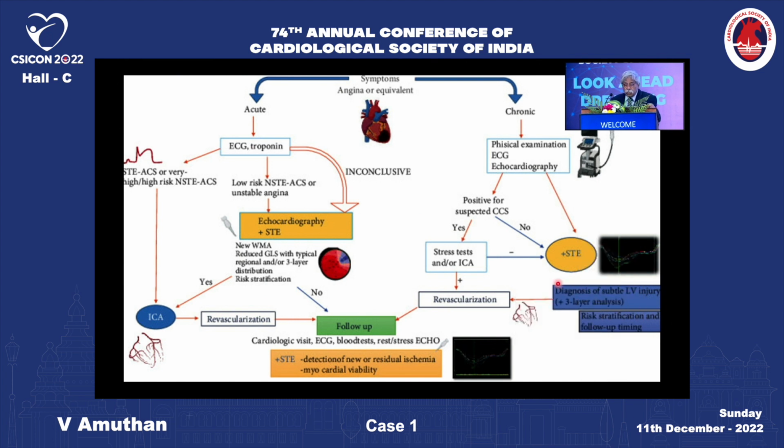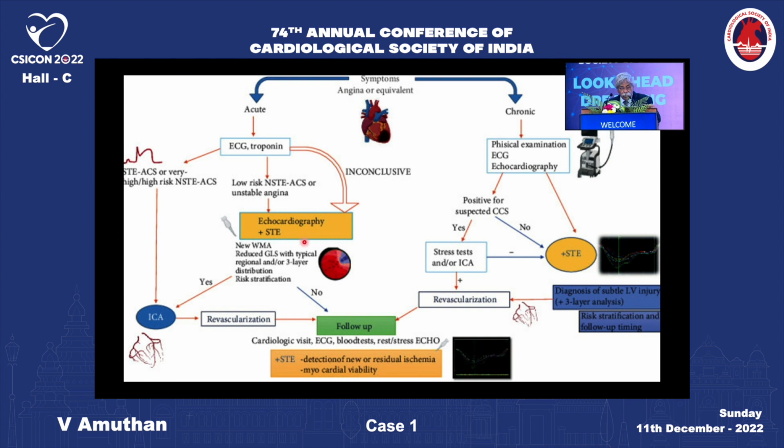In coronary artery disease, you can have both acute as well as chronic coronary syndromes. In acute coronary syndromes, if it is STEMI, they are taken straight away for coronary angiography, intervention and revascularization. But when there is a low-risk non-STEMI ACS or unstable angina, and when ECG and troponin are inconclusive, we can go for echocardiography with speckle tracking, that is, stress strain echocardiography.